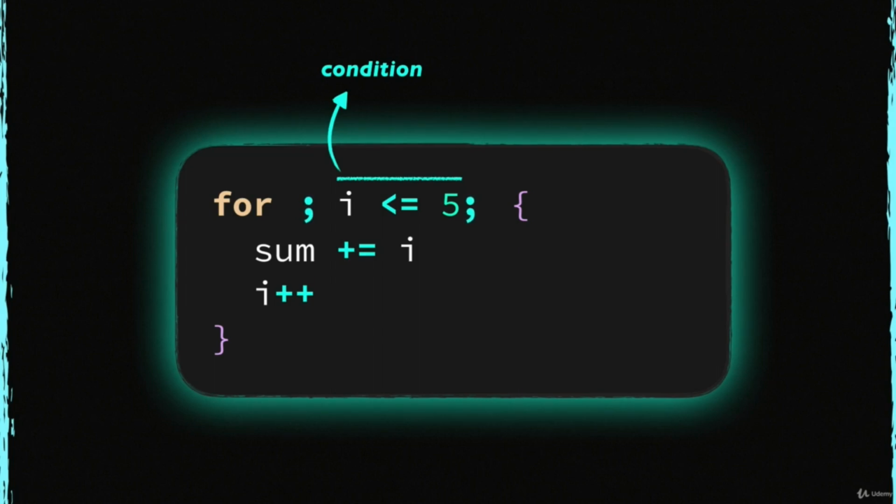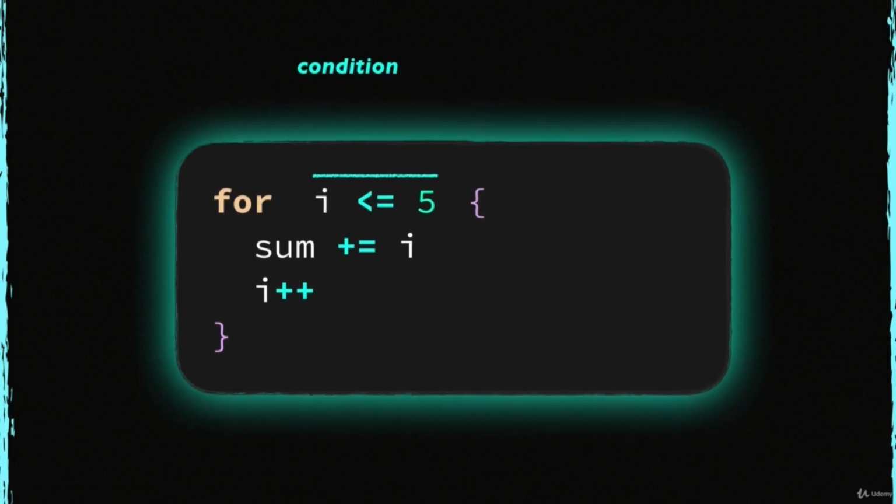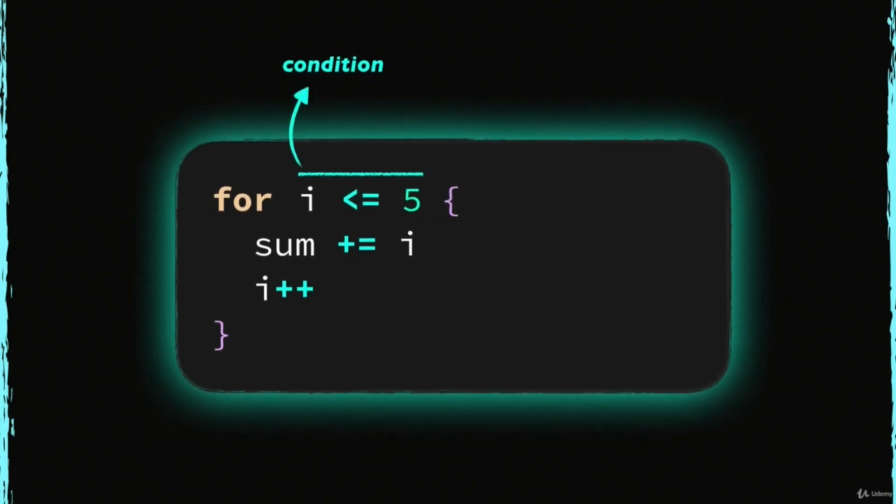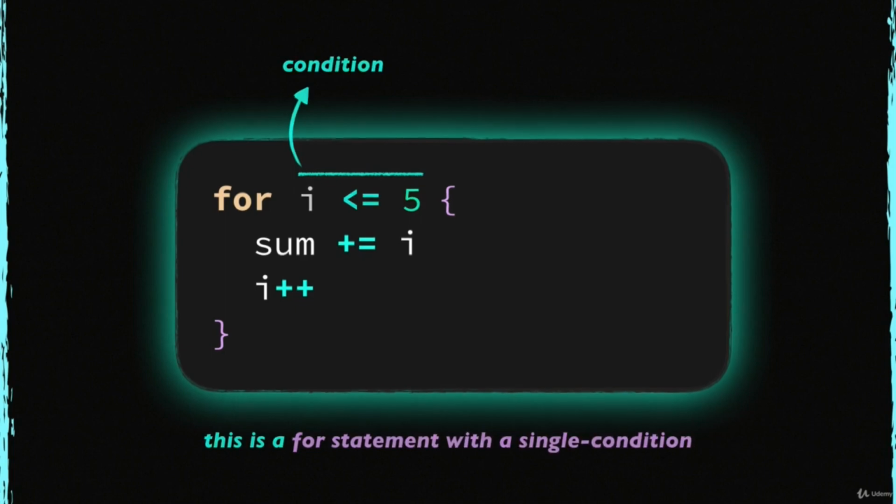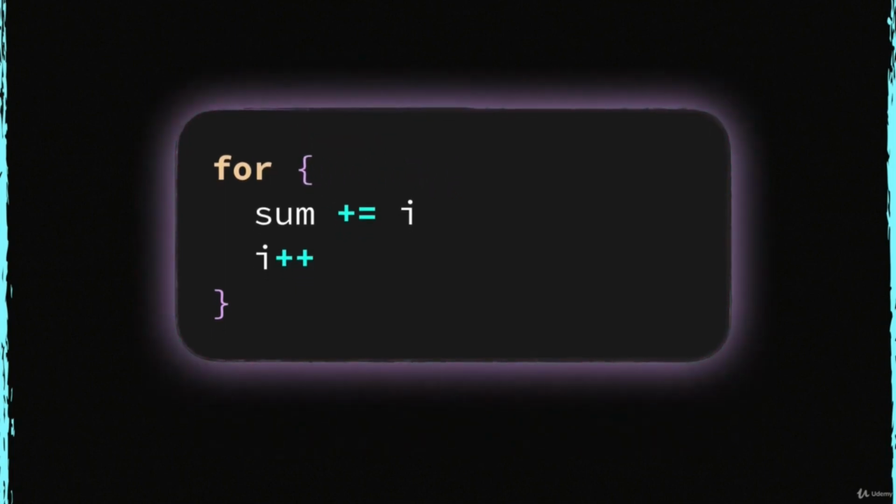Okay, let's also remove the separators. This is known as the for statement with a single condition. Now let's also remove the condition. Here, this loop will never quit. It will loop forever, to the infinity.